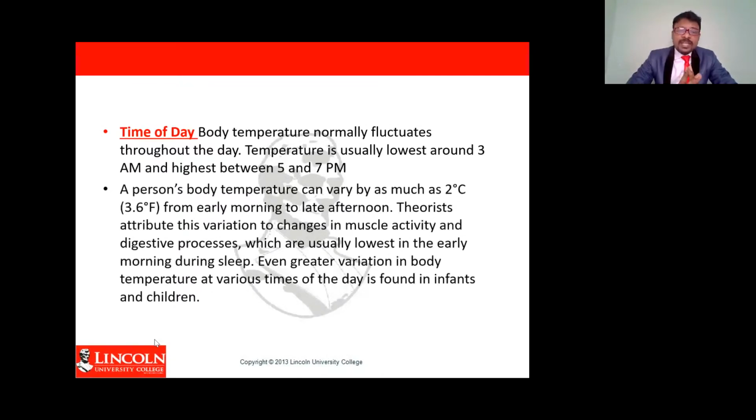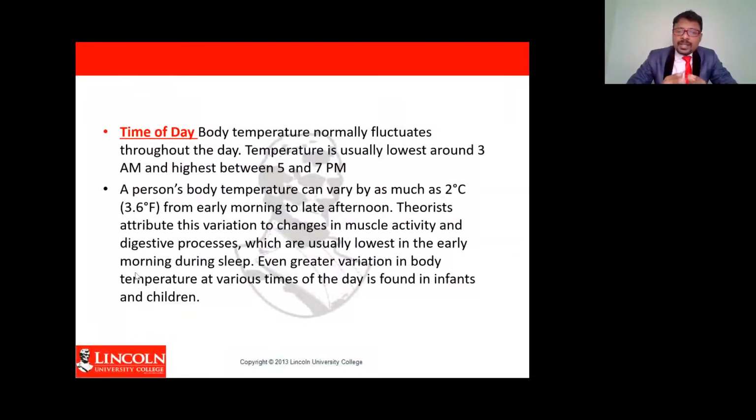Coming to the time of day. The body temperature normally fluctuates throughout the day, differing between morning, afternoon and evening. Temperature is usually lowest around 3 a.m. in the early morning, and then highest in the evening between 5 and 7 p.m. So why is the body temperature low at 3 a.m. and why does it increase later? It varies by at least 2%.